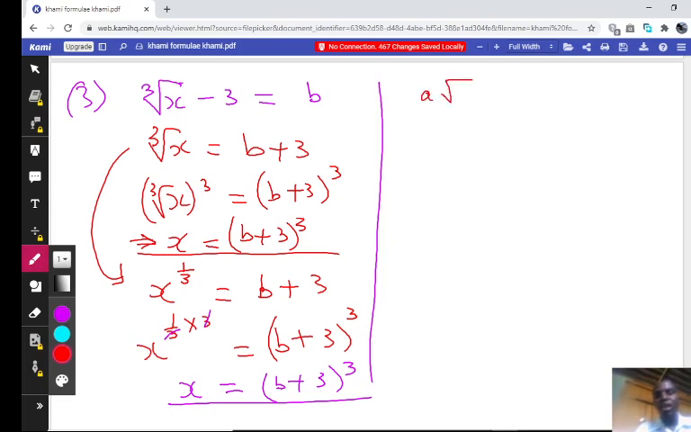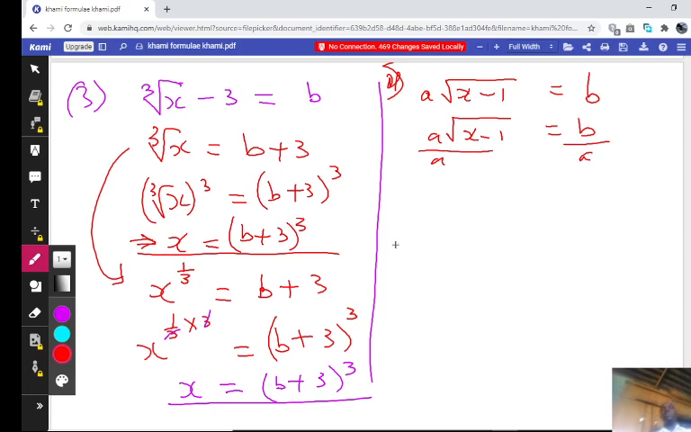If I say a square root of x minus 1 is equal to b, like this. As you can see, x minus 1 is inside the square root, but a is outside the square root. So first things first, you have to get rid of the value that is outside the square root. So you divide by a first. So it will be square root of x minus 1 is equal to b over a. Please go step by step, because you have to show how you have made x the subject of the formula. Then a and a will cancel each other, and it will be the square root of x minus 1 here, b over a.